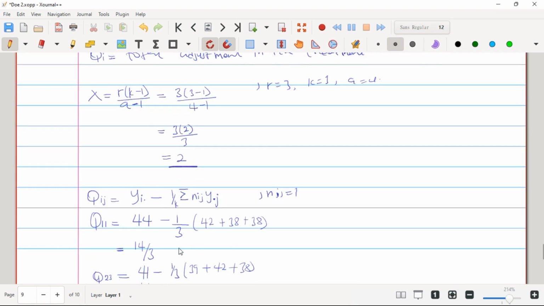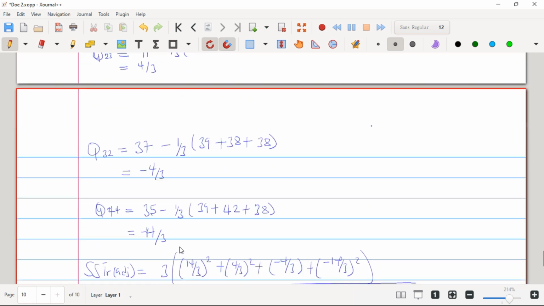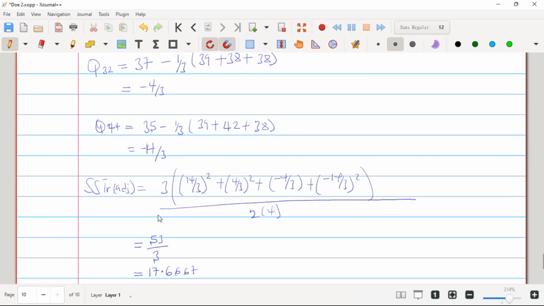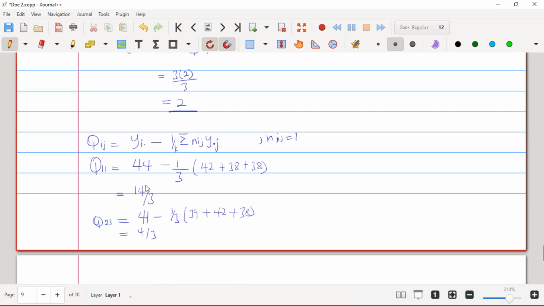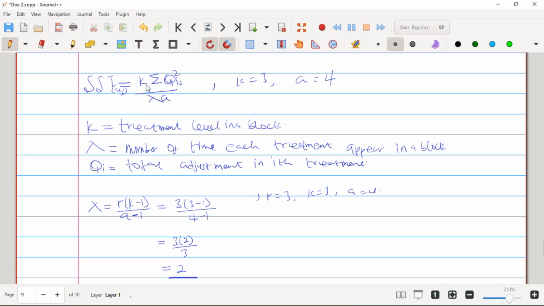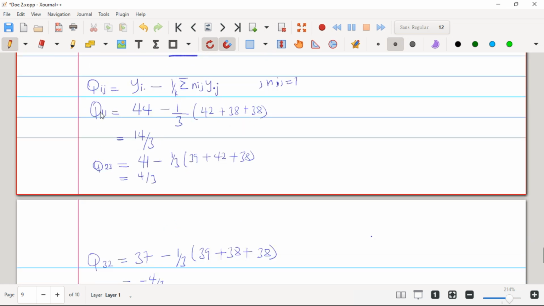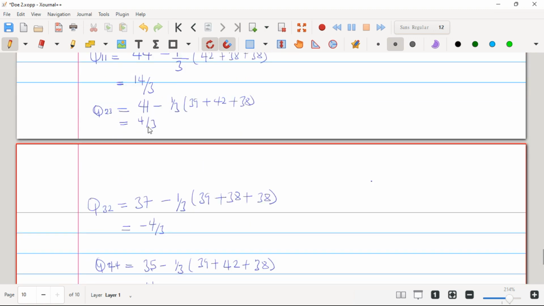So once you have gotten your Q 1, 1, Q 2, 3, Q 3, 2, and Q 4, 4, then it will be very simple for us to calculate our treatment adjusted. So here, this is our K, right? So we know that our K is 3. K is 3, so that one will be 3, bracket open, of the summation of what we have for this one, the missing, so 14 divided by 3 plus 4, right?